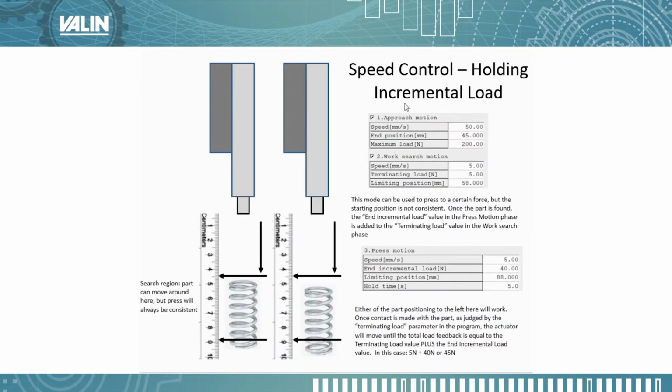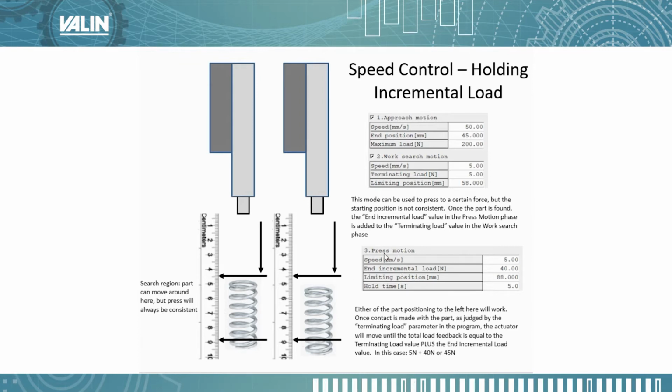Of course, in previous videos, we've looked at some of the other modes of operation. This one is the speed control holding incremental load. So this is controlling the speed and then stopping at an incremental load, which means that we're going to find the part in this search region by touching against it and using the amount of force that we set in the work search motion, in this case, 5 newton meters. So we're going to press down on this part until we see 5 newton meters of feedback.